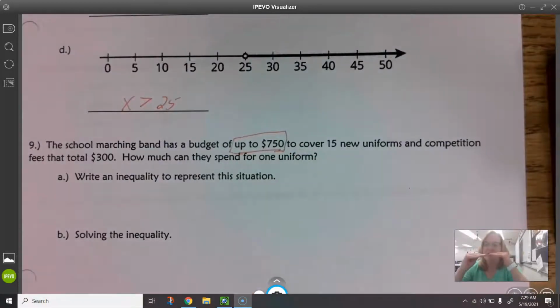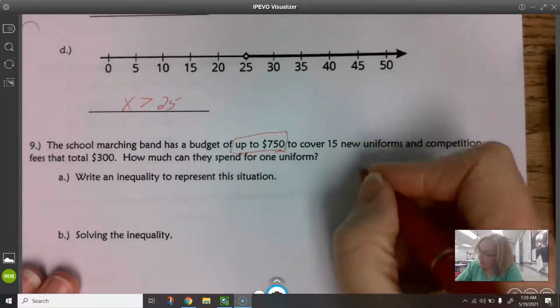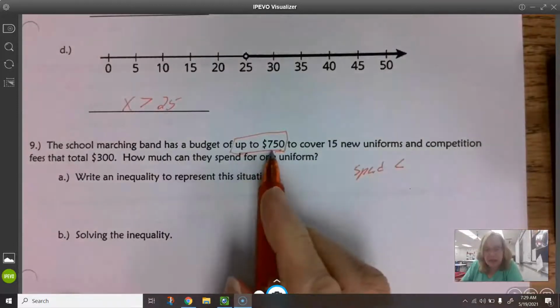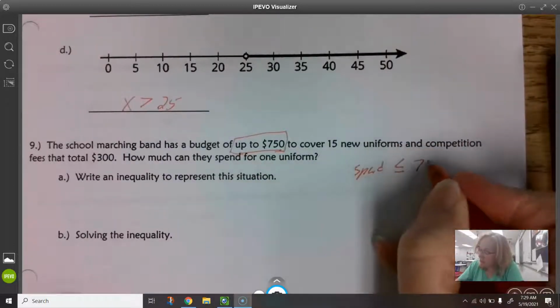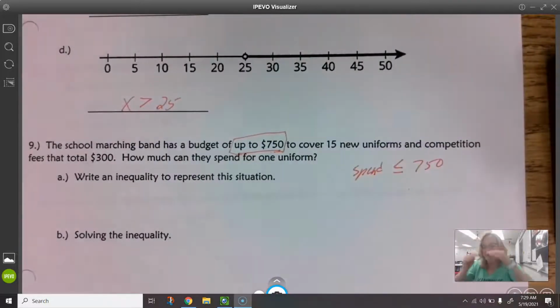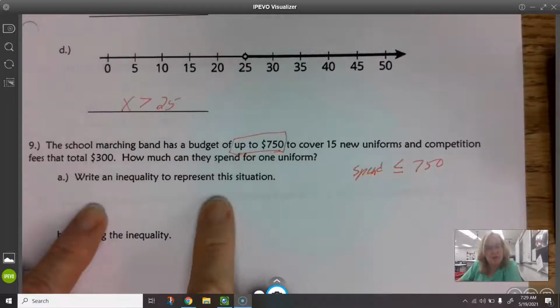So let's think about that. Here's our budget, $750. Can I spend more than $750? Nope, I'll get in trouble. So the money I can spend has got to be less than, can it be equal to? Yep, it says up to $750. So if we write in words first what we're talking about, it's so much easier to write our inequality.